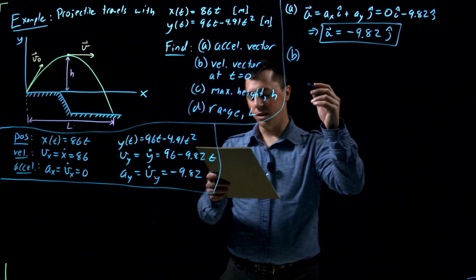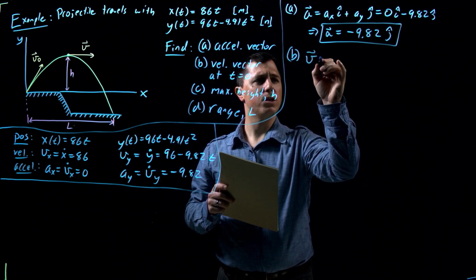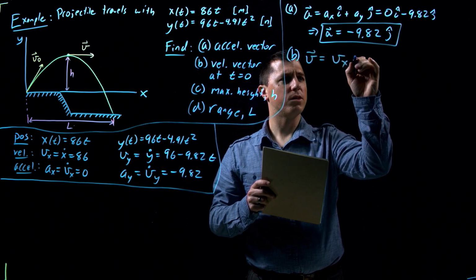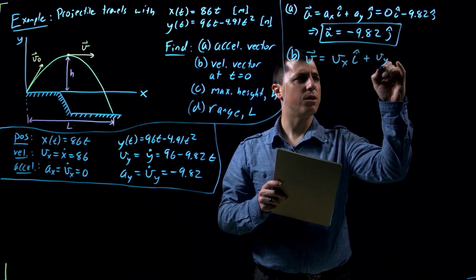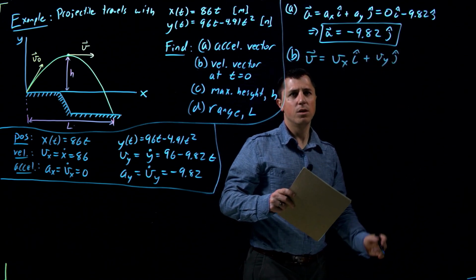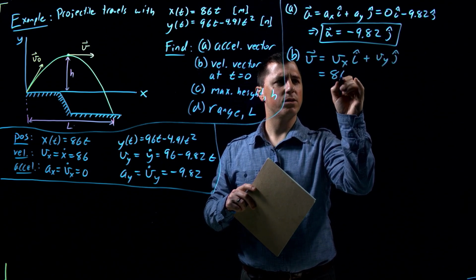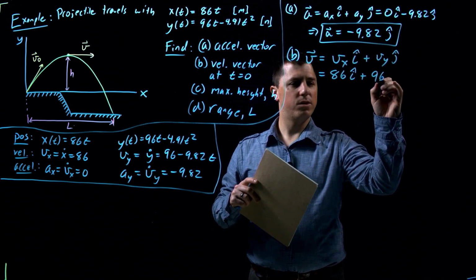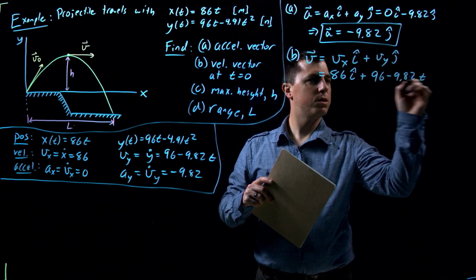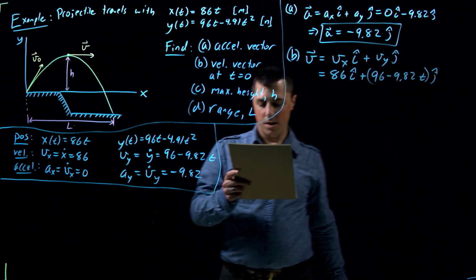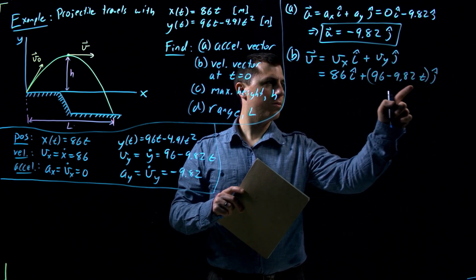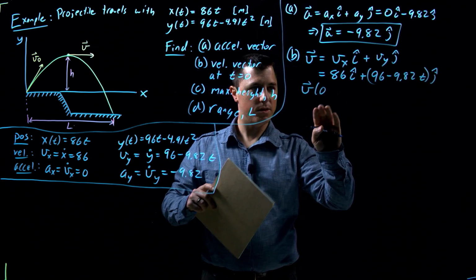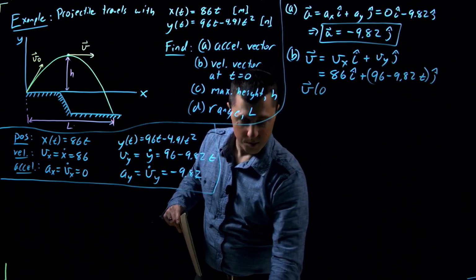Okay, so the next one, the initial velocity vector. Let's go to our relationship for velocity. Velocity is the x component in the i hat direction and the y component in the j hat direction, which going over here, that's 86, not a function of time, i hat plus 96 minus 9.82t j hat. And if we evaluate this at time 0, this term drops away. So v, let's label it like we did in the diagram, v naught.